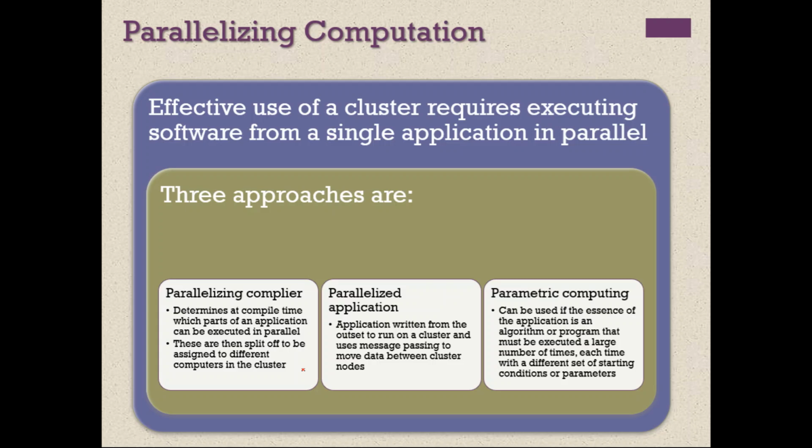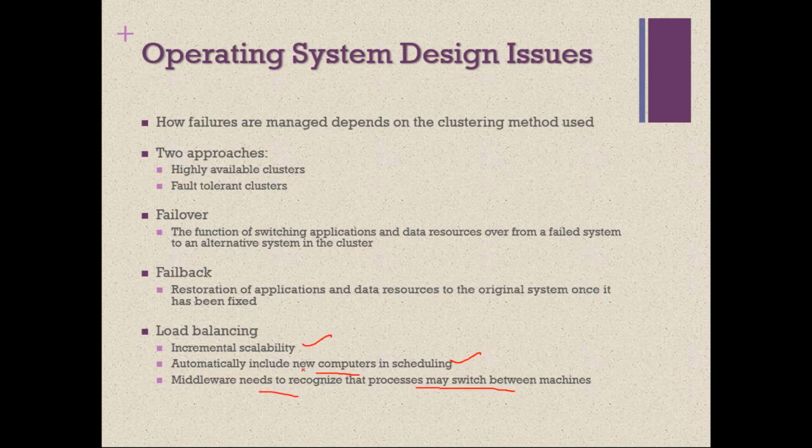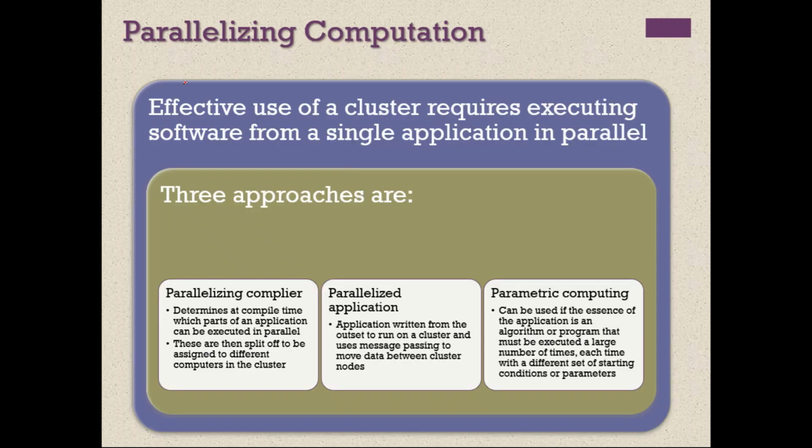So how parallel computation can be achieved through software, through the operating system. We are discussing all these under operating system design issues of clusters. There are three approaches to handle parallel processing with software, that is, with the operating system. One is the parallelizing compiler. That is, the compiler should decide which parts of the instructions can be executed in parallel.